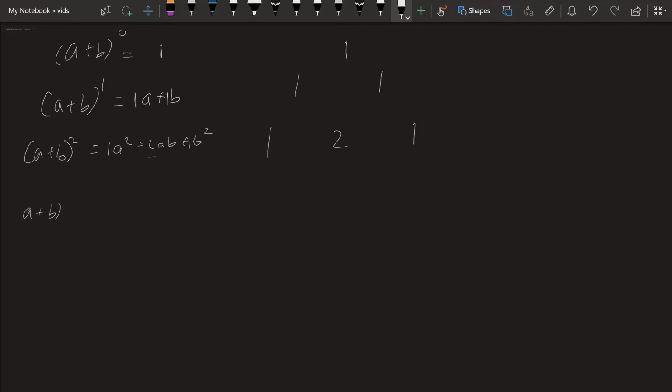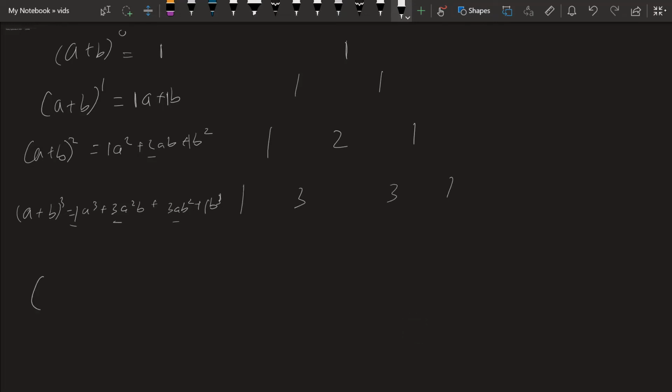(a + b) all cubed is equal to a cubed plus 3a squared b plus 3ab squared plus b cubed, right? What are the coefficients? You have 1, 3, 3, and 1. So you list them down: 1, 3, 3, and 1.